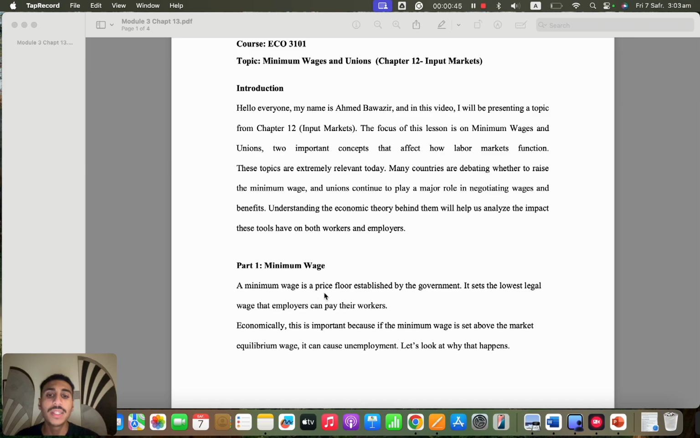A minimum wage is a price floor established by the government. It sets the lowest legal wage that employers can pay their workers. Economically, this is important because if the minimum wage is set above the market equilibrium wage, it can cause unemployment. Let's take a look at why that happens.